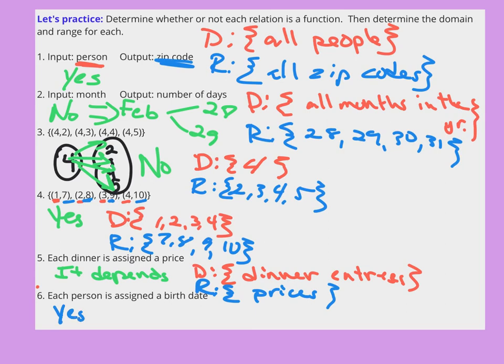If we look at our domain, the domain would be all people. And then the range would be all dates.